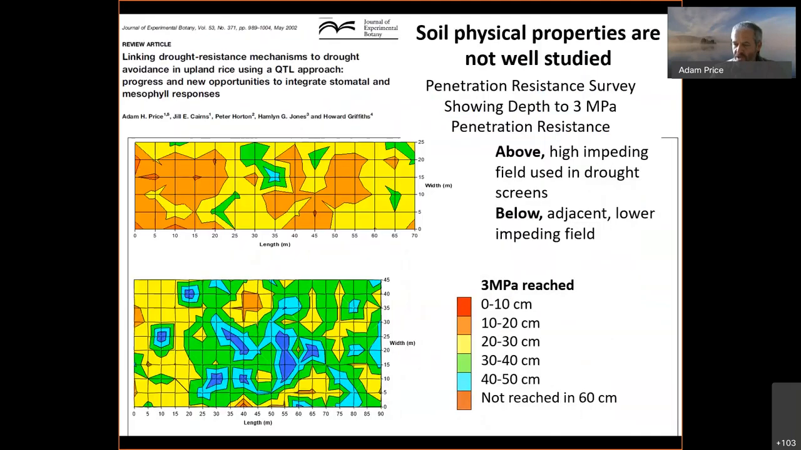And maybe one of the most important messages of my early research career is to think about soils. This was an opportunity to study the soil hardness using a penetrometer, showing two sites in Africa where we did drought experiments, and this shows the depth to 3 megapascals, really hard soil. In this area, for example, you can see only 10 or 20 centimeters of the soil was less than 3 megapascals in hardness. And this is where we did our drought experiments. So you can't expect to find a relationship between drought and roots in a soil that sets like concrete. So soils are important.